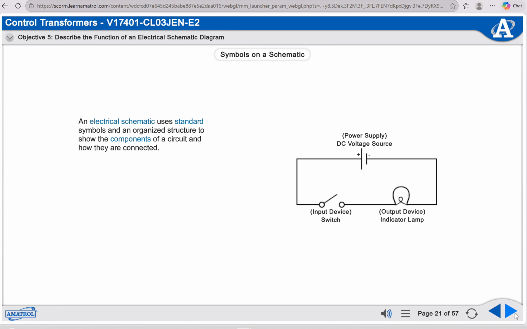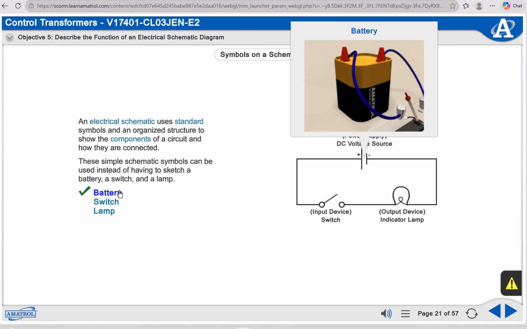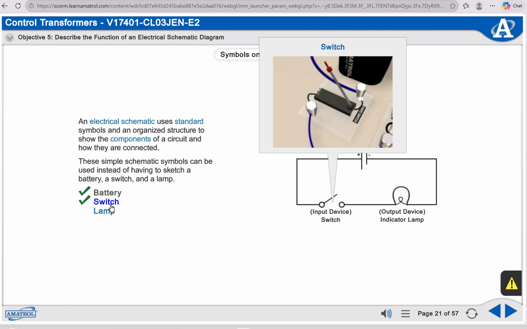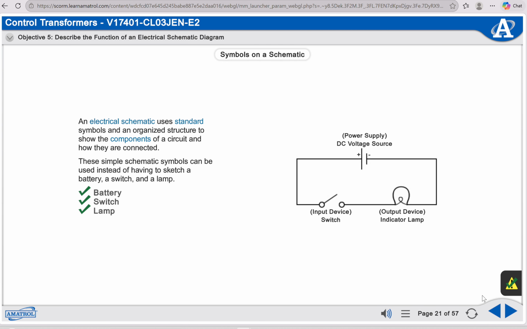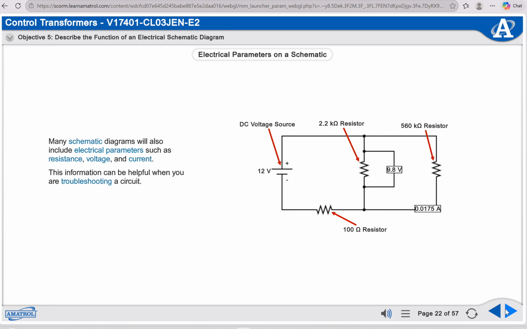An electrical schematic uses standard symbols and an organized structure to show the components of a circuit and how they are connected. These simple schematic symbols can be used instead of having to sketch a battery, a switch, and a lamp. Many schematic diagrams will also include electrical parameters such as resistance, voltage, and current. This information can be helpful when you are troubleshooting a circuit.